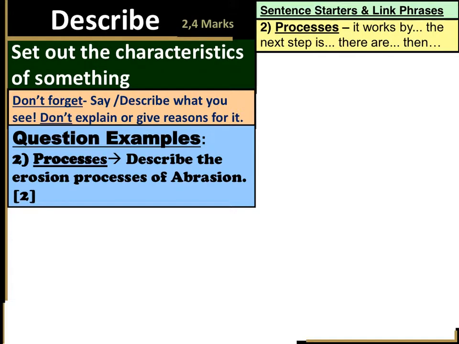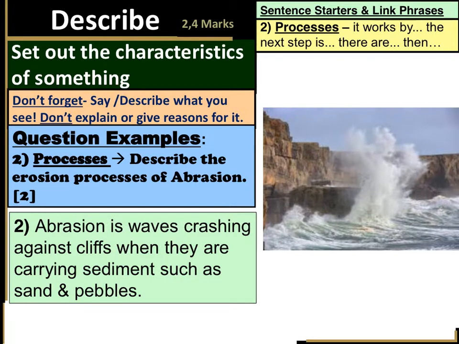Question number 2. It might ask in terms of processes, so describe a process. Here's a question in the blue box. Describe the erosion process of abrasion. So how does abrasion work? That's just 2 marks, just simply say what happens. An answer to this might be, abrasion is where waves crashing against cliffs when they are carrying sediment such as sand and pebbles. So a possible answer for that is there's 2 points there. The waves are crashing against the cliffs, that's 1 mark, and they're carrying sediment such as sand and pebbles. There's an image on the right hand side just as an aide memoire for you.